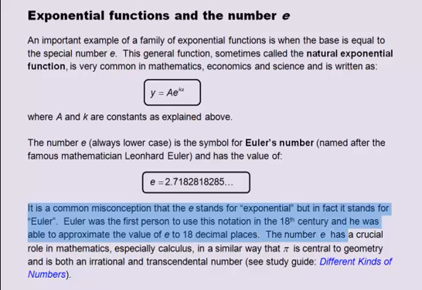The number e has a crucial role in mathematics, especially calculus, in a similar way that pi is central to geometry, and is both an irrational and transcendental number. See study guide, different kinds of numbers.